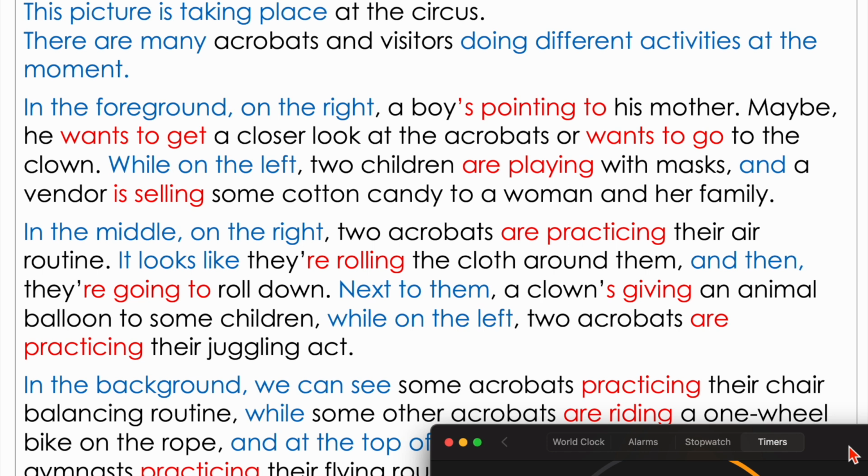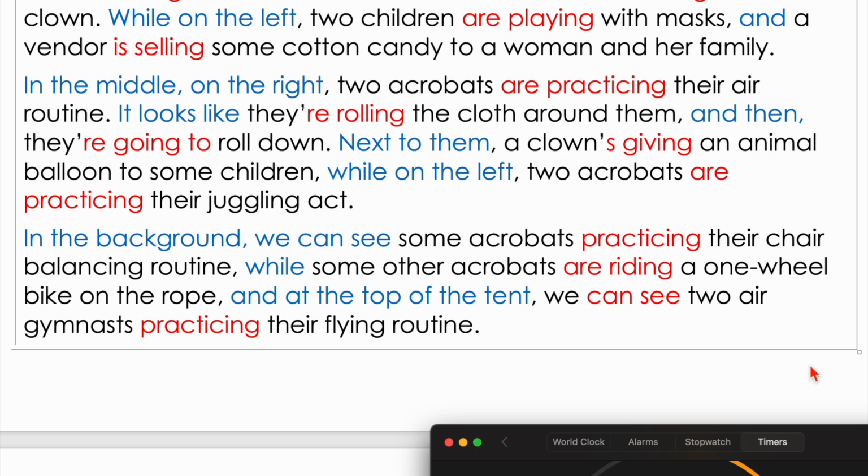While on the left, two acrobats are practicing their juggling act. In the background, we can see some acrobats practicing their chair balancing routine, while some other acrobats are riding a one-wheeled bike on the rope. And at the top of the tent, we can see two air gymnasts practicing their flying routine.